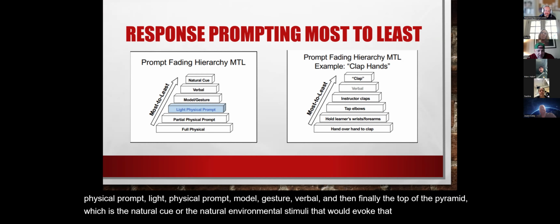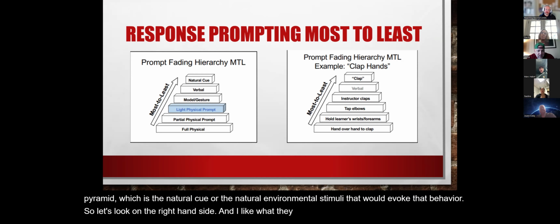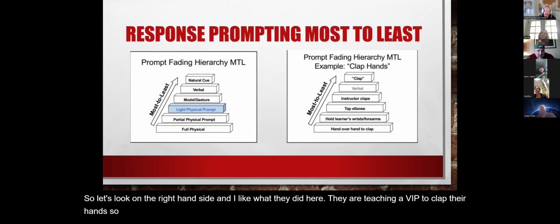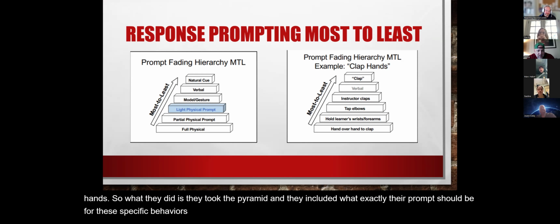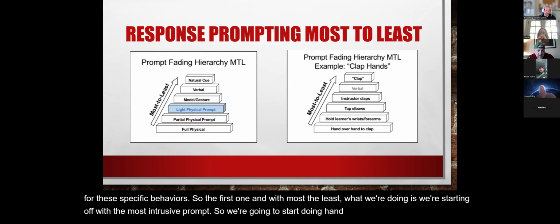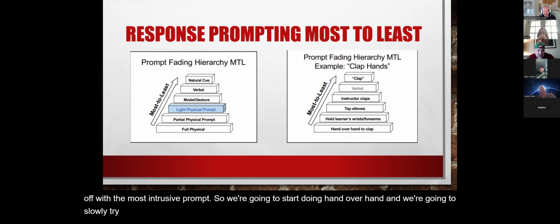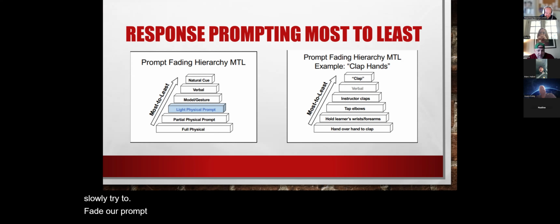So let's look on the right-hand side, and I like what they did here. They are teaching a VIP to clap their hands. So what they did is they took the pyramid and they included what exactly their prompt should be for these specific behaviors. With most to least, what we're doing is we're starting off with the most intrusive prompt. So we're going to start doing hand over hand, and we're going to slowly try to fade our prompt by moving up the pyramid.